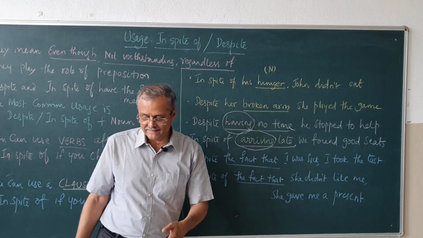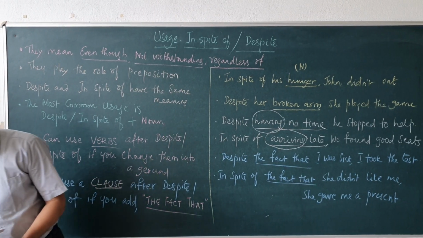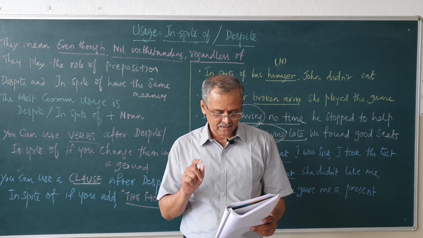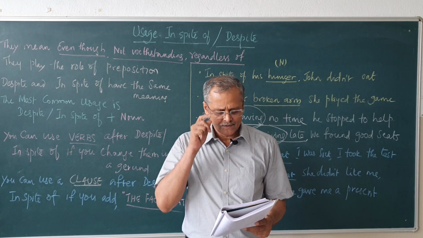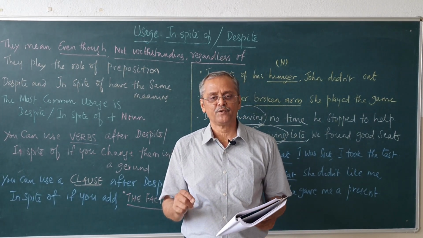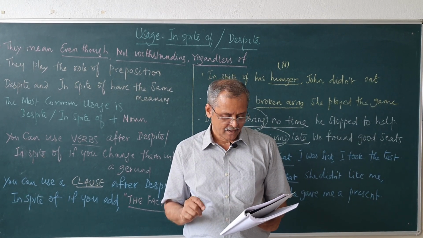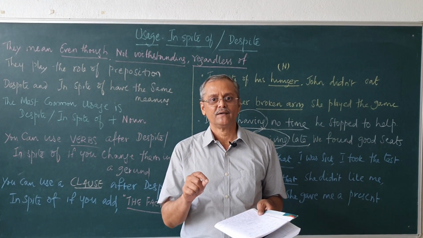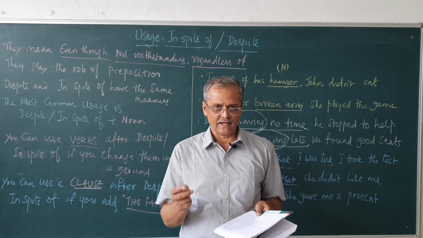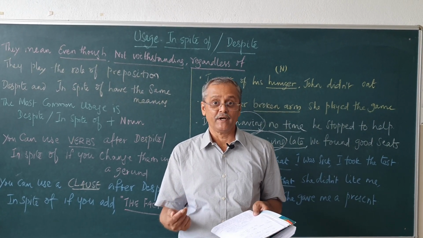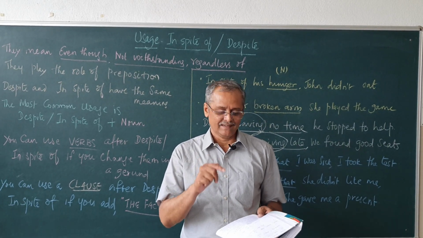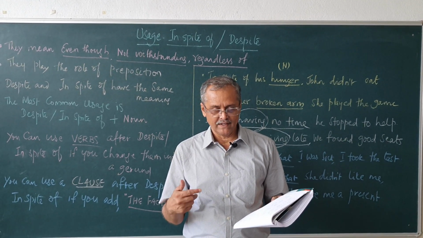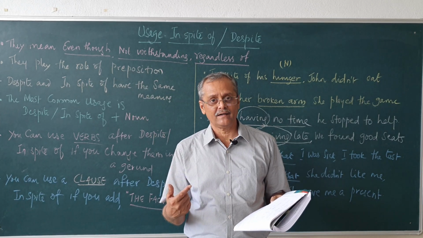Now, let us see some more examples. Despite the law, people continue to use mobile phones while driving. In spite of the law, people continue to use mobile phones while driving. We enjoyed the festival despite the rain, meaning that although it was raining heavily, we enjoyed the festival. In spite of heavy rain, we enjoyed the festival. Despite having a headache, I had a great birthday. Although I had a headache, I had a great birthday.